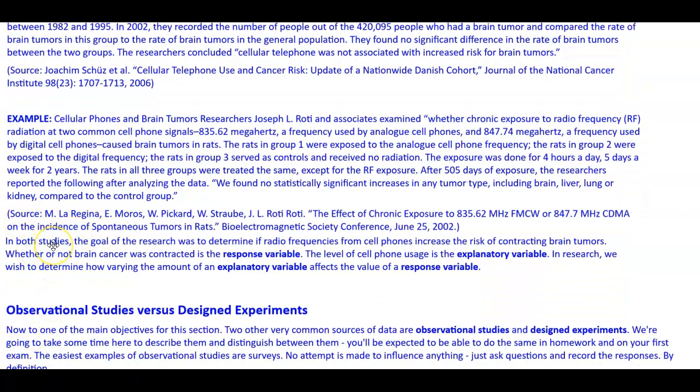Now, in both studies, the goal of the research was to determine if radio frequencies from cell phones increased the risk of contracting brain tumors. Whether or not brain cancer was contracted is the response variable. The level of cell phone usage is the explanatory variable. In research, we wish to determine how varying the amount of an explanatory variable affects the value of a response variable.